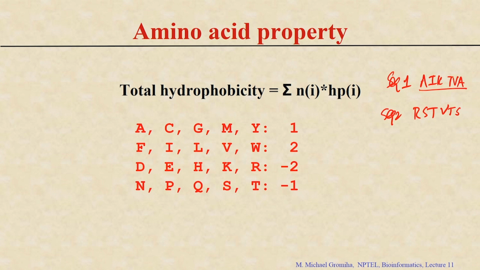For example, I classify the amino acids into 4 groups. One is hydrophobic, which is highly hydrophobic, one is polar, and one is charged. For the highly hydrophobic ones like isoleucine, leucine, valine, I put 1, and tryptophan, I put 2. For the charged ones, I put -2, and the polar ones I put -1. If this is the case, what is the value for sequence 1?